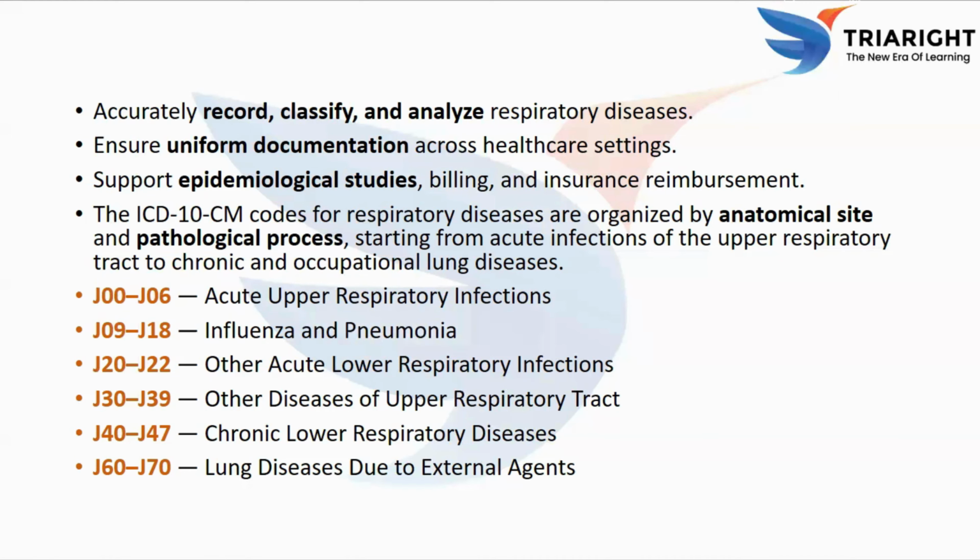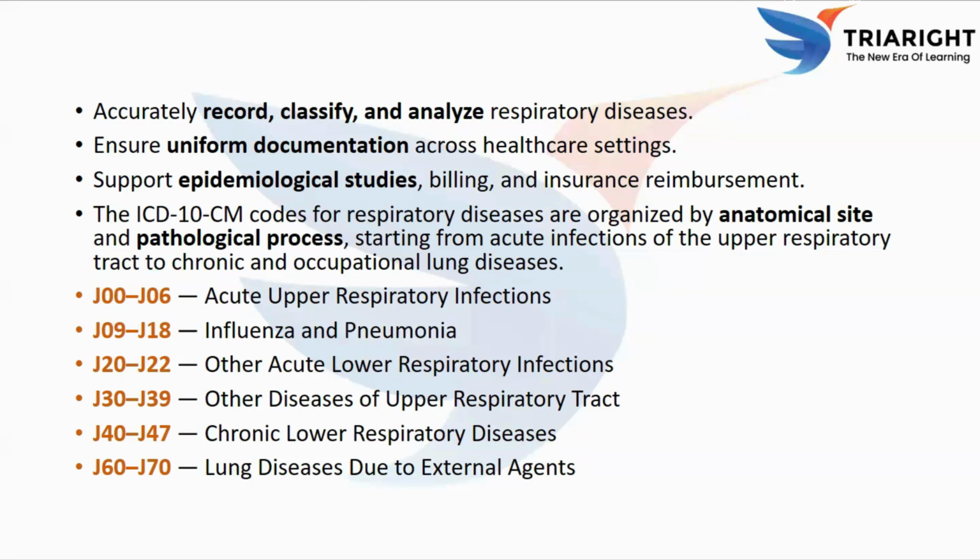So how are these codes organized? These codes are arranged based on their anatomical site and pathological process. What is the anatomical site? It is where in the respiratory system the disease occurs, for example, a part of the nose or lungs. Coming to the pathological process, it is the type or cause of the disease, like infection, inflammation, chronic condition, etc.